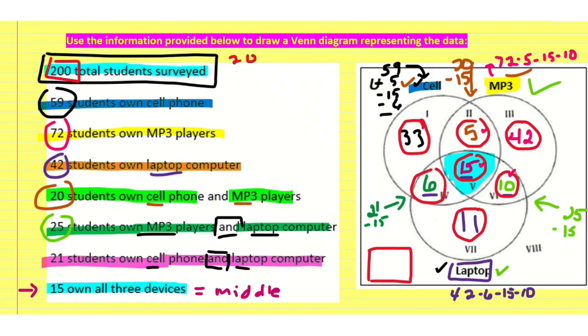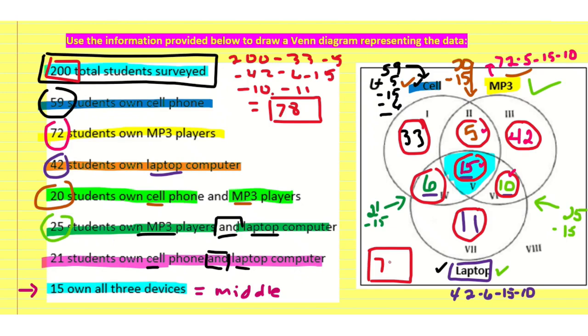So I would be 200 minus 33, minus 5, minus 42, minus 6, minus 15, minus 10, minus 11. Did I include them all? 1, 2, 3, 4, 5, 6, 7. Yes. And then that is going to give me how many are outside the Venn circles. And that is going to leave me with 78 students who were in the survey, but they do not own any of these 3 devices.